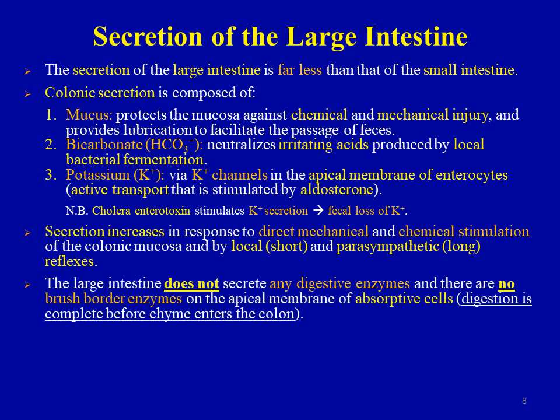The large intestine does not secrete any digestive enzymes. Please remember this. No digestive enzymes are secreted or are part of the large intestine juice. And there are no brush border enzymes on the apical membrane of the absorptive cells, which is opposite to the small intestine. The only digestion that happens in the large intestine happens by the gut microbiota, the flora or the bacteria that are present in the lumen.